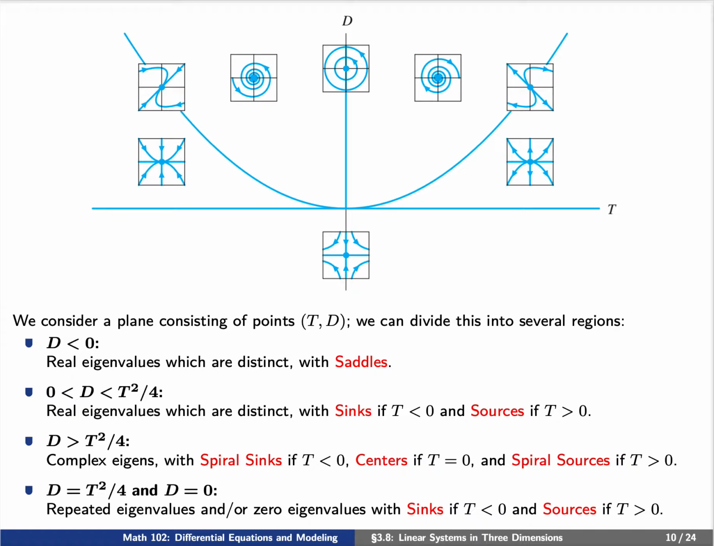Finally, we can take a look at the boundaries. That is, either we have the parabola, D equals T squared over 4, or we have the T-axis, that is, D is equal to 0. These will correspond to either repeated eigenvalues or zero eigenvalues, where we have sinks if we're on the left-hand part of the graph, that is if T is negative, and sources if we're on the right-hand part of the graph, that is if T is positive.